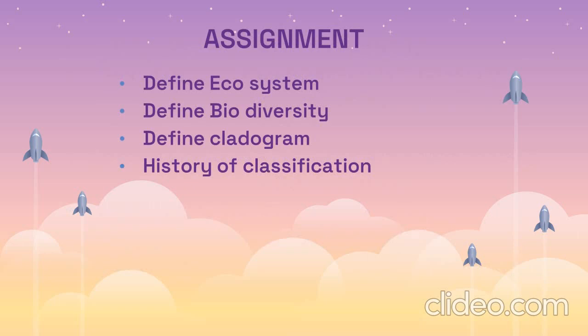Define ecosystem. One definition I have already given, so you learn it. Define biodiversity; I have also given that definition, so you can learn it. Then define cladogram, which you can also learn. And the history of classification. I have given one schedule for the history of classification, from Aristotle onwards, and any earliest period before Aristotle also. Those who don't have the textbook can go through this video, and whatever you can cover, you cover. So please do it.